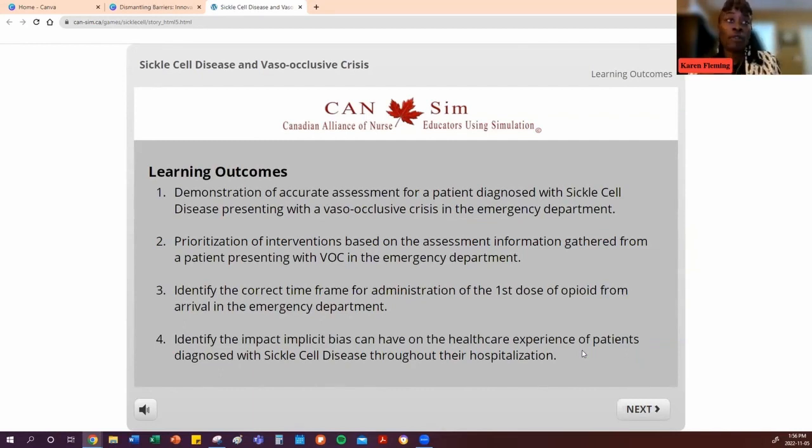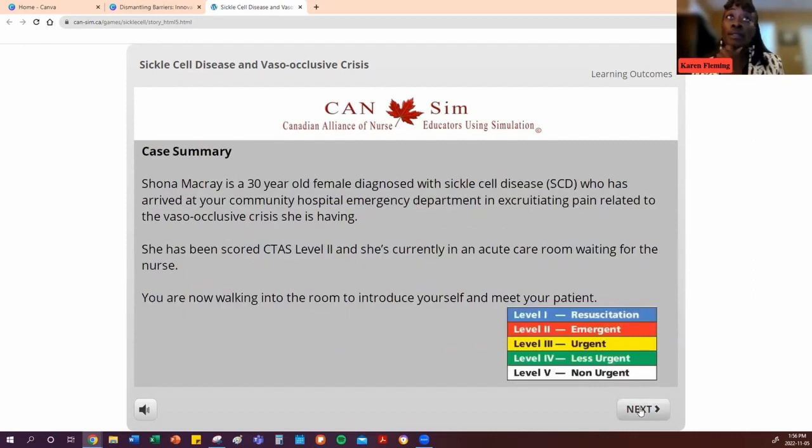You will see clearly number 4: identify the impact implicit bias can have on the healthcare experience of patients diagnosed with sickle cell disease throughout their hospitalization. This game is not like, apply it to sickle cell. No, it is straightforward about sickle cell disease. So you get a case summary of the patient. She's a 30-year-old female diagnosed with SCD who has arrived at our community hospital emergency department in excruciating pain related to a VOC. She has been scored CTAS level 2, which we know is the requirement, because I didn't want to distract people with that, right? So CTAS level 2, that's correct.